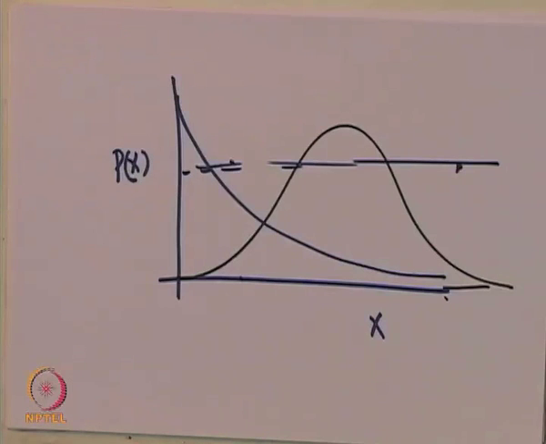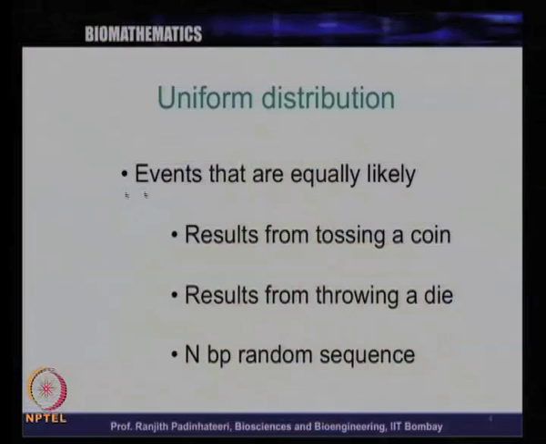Let us look at some examples in biology, or generally examples that you see around, that will have a uniform distribution. As we said, there has to be equal probability. So, any set of events that are equally likely, that is equally probable, will have a uniform distribution. That is the key here: events that are equally likely. That means, if the probabilities are equal, then you will see a uniform distribution.